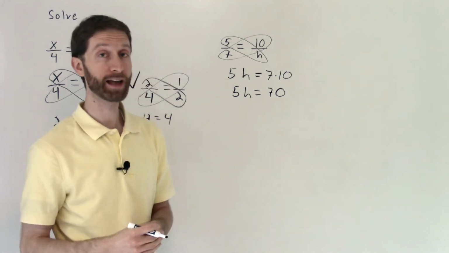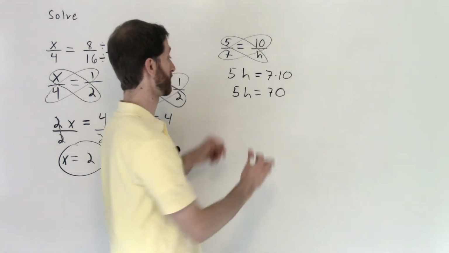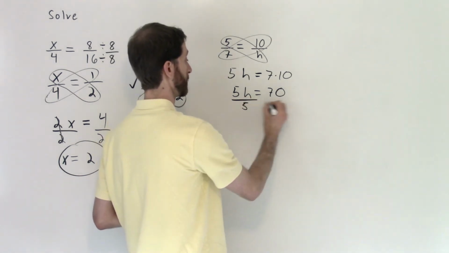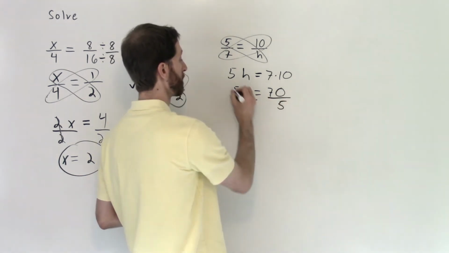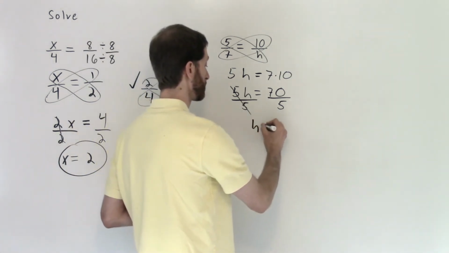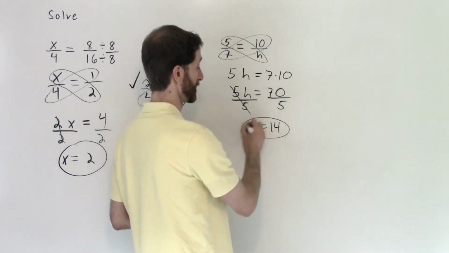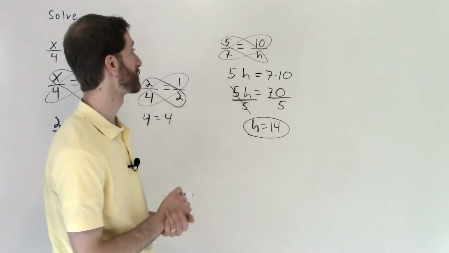How do I solve it? I divide both sides by 5 to undo 5 times h. So I divide both sides by 5. 5 divided by 5 is 1. 70 divided by 5 is 14. And that is a funky looking h there, but trust me, it's an h. And that's our answer, 14.